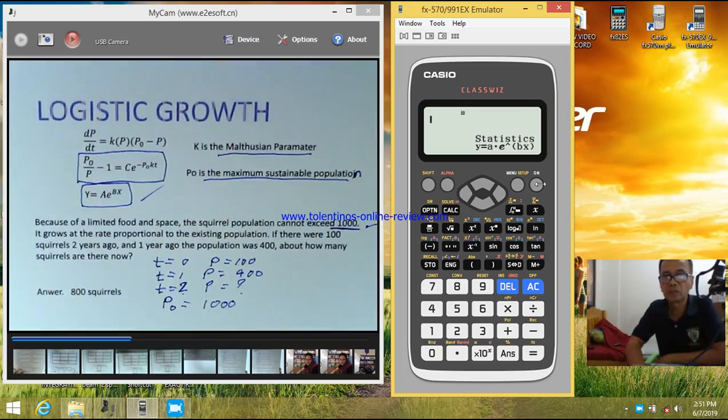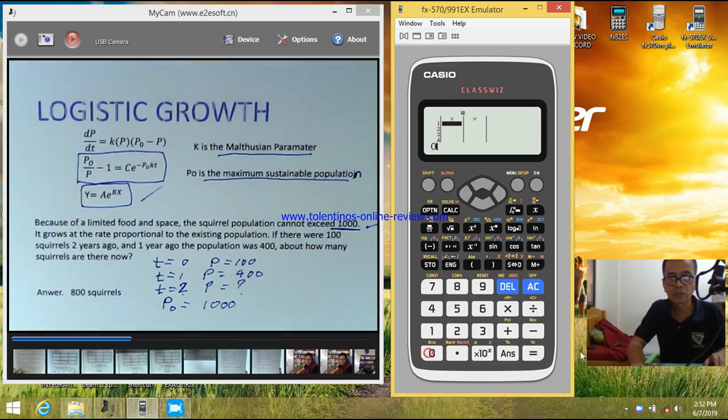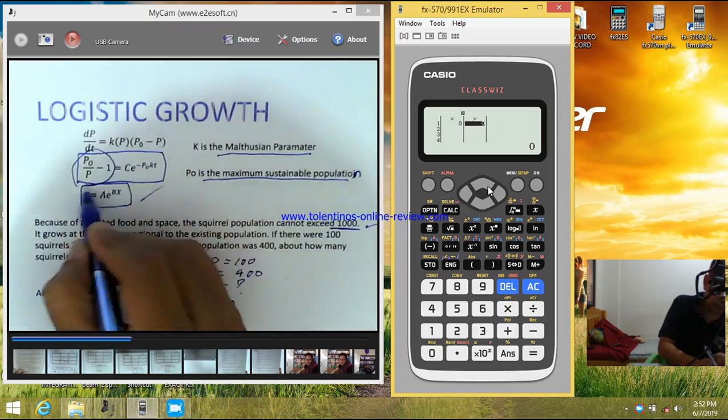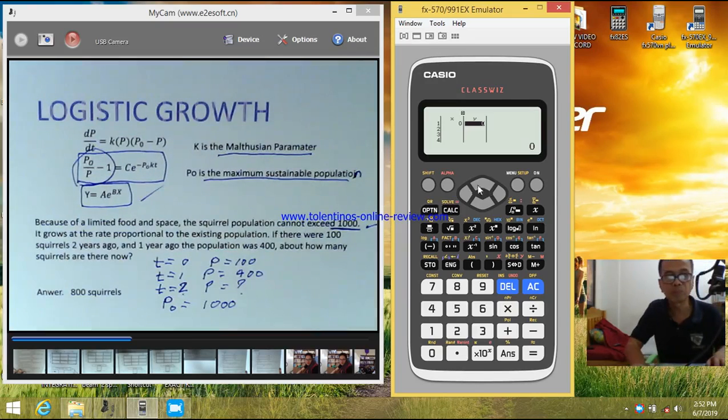Go to menu, and then you have 6, and then choose this exponential model that is number 1, and then input these values. When t is 0, remember, our y is this one, so you will have to input P sub O over P minus 1. Our P sub O is 1,000 divided by the population, 100, minus 1.